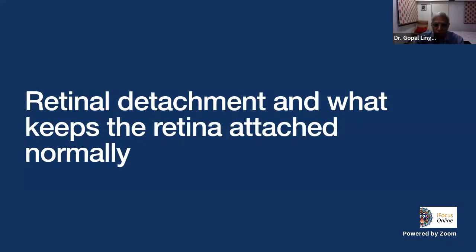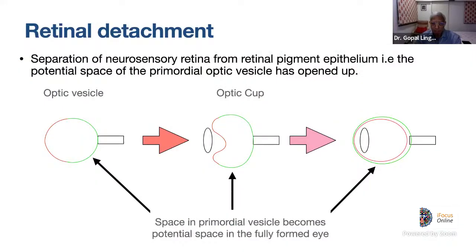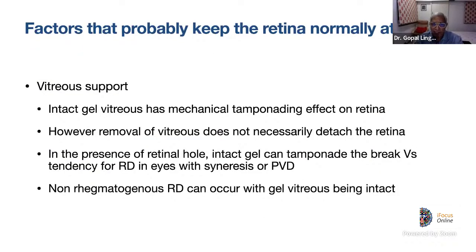So first, let us talk about what keeps the retina attached normally before we understand why it detaches in a pathological situation. We know that the neurosensory retina separates from the retinal pigment epithelium. That's what we call retinal detachment. And we also know that this is as if the space in the primordial vesicle has got reopened when the retina got detached. So the factors that keep the retina normally attached are various, including the vitreous support itself.